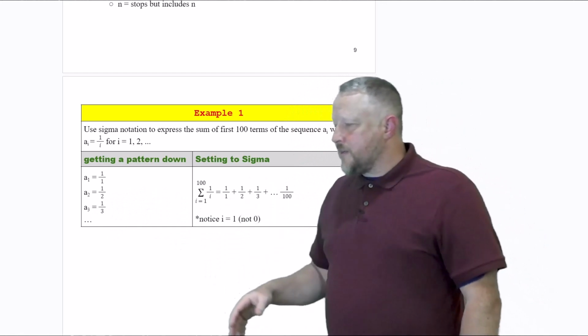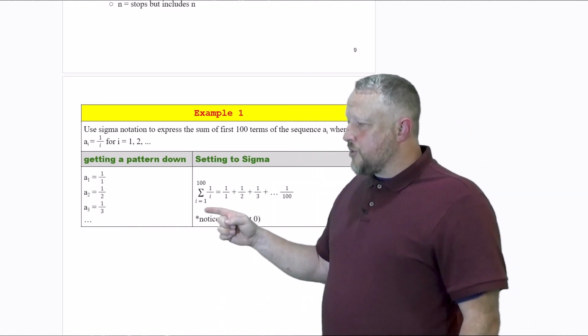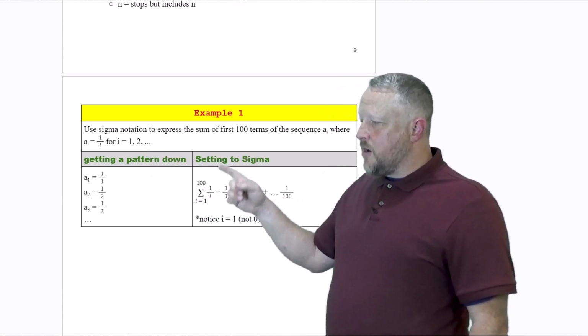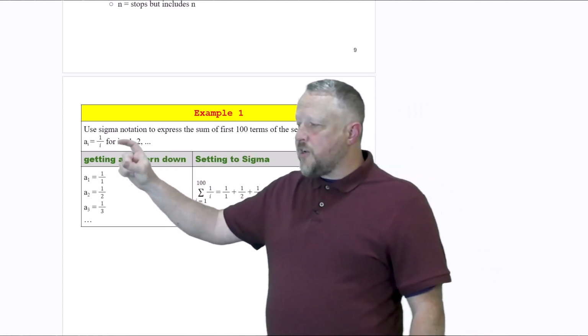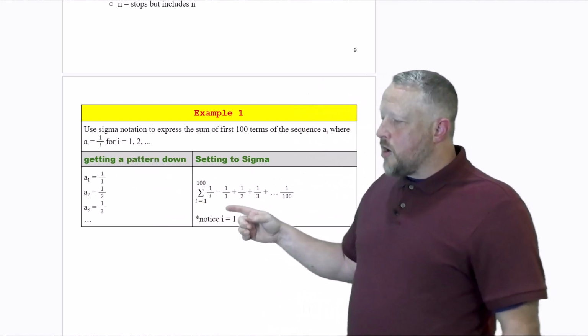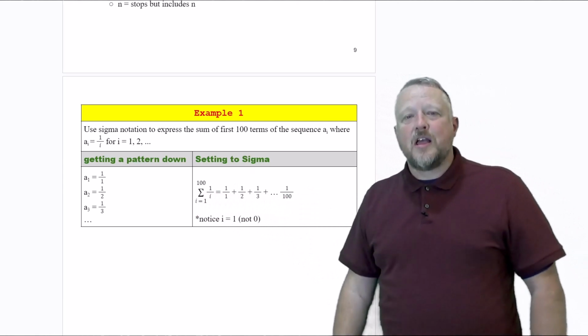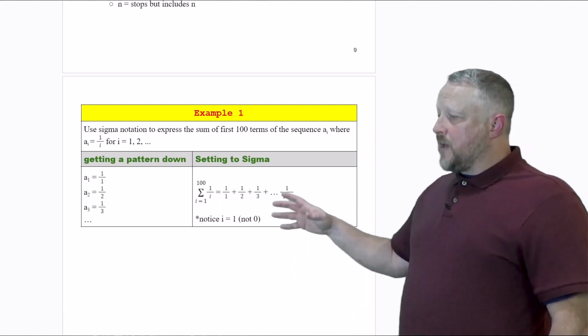How to translate this? We know our starting position is going to be 1. Okay? We know that our ending position is going to be 100. We know our basic formula, which is going to be 1 over i, and that's all we need to go ahead and put this into our sigma notation, which is a heck of a lot easier than trying to put it into something else.